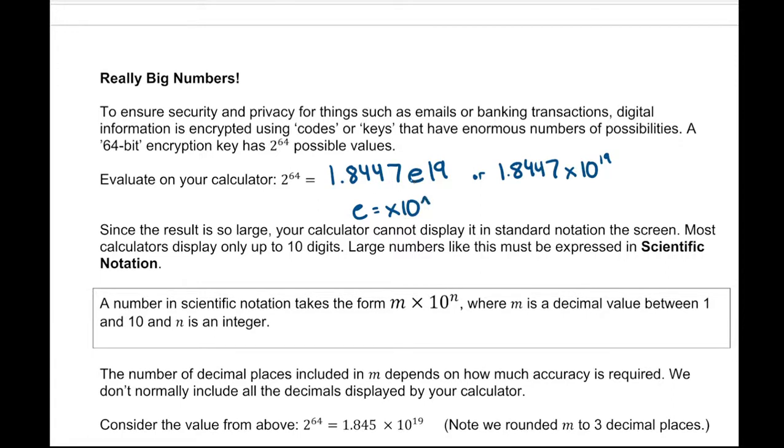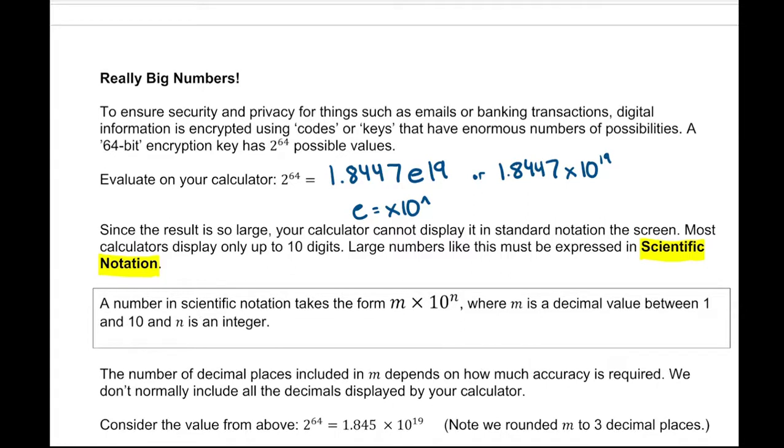So basically these two expressions are the same thing. Basically what this is saying is that since the result is so large, our calculator cannot display it. There's not enough numbers or enough spaces on our calculator to actually put this number down in its traditional form, or in the standard notation. Most calculators can only take up to 10 digits, and large numbers like this are expressed in scientific notation. So that's going to be the second part of the lesson, because if we use powers, chances are we could get to numbers that are expressed in scientific notation.